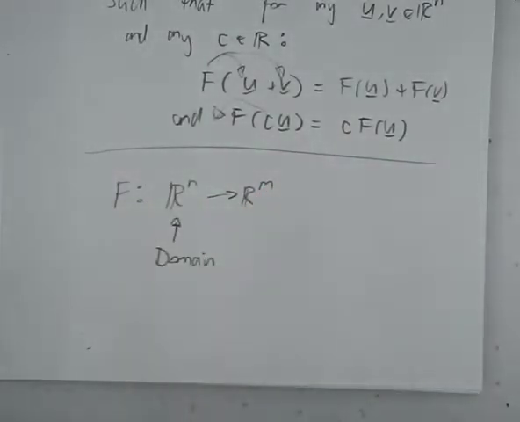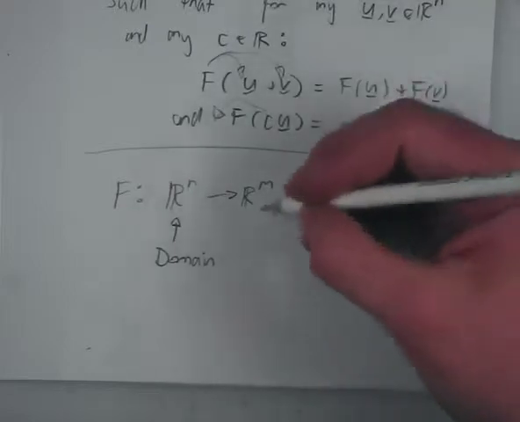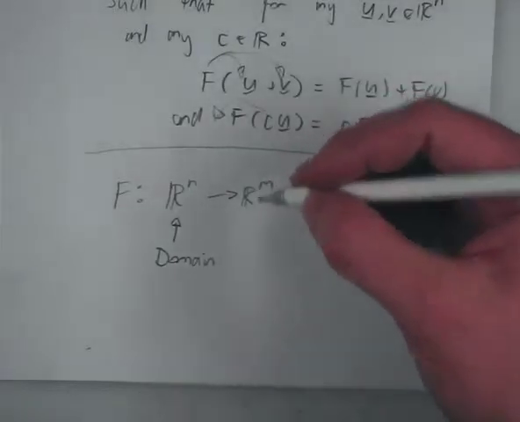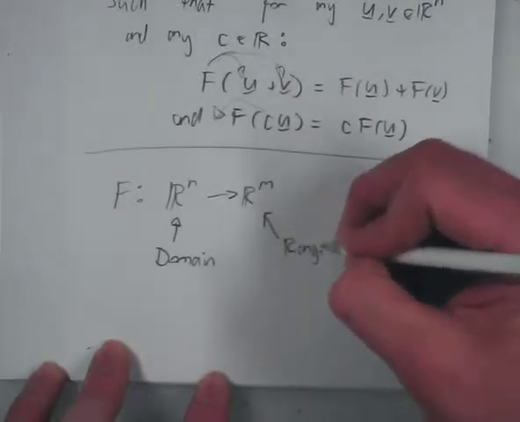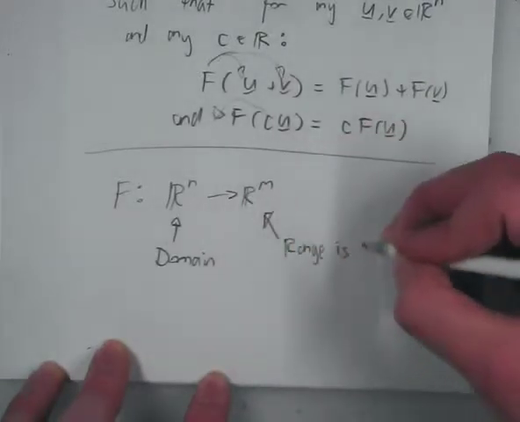And the range is the set of all the answers that come out. It's the same as the range for ordinary functions. The answers happen to be vectors. So the range isn't equal to this necessarily, it's just contained in there somewhere. So the range is in here.